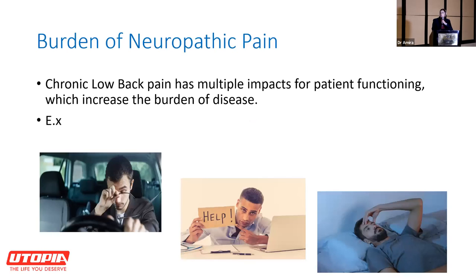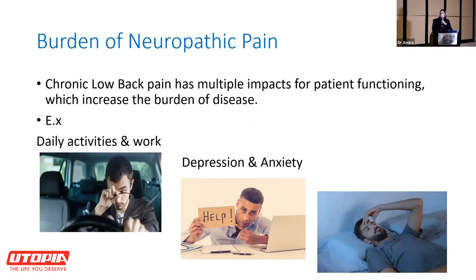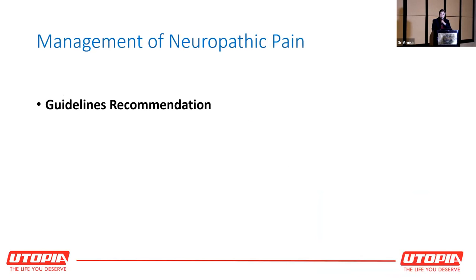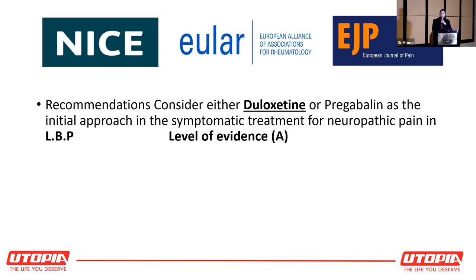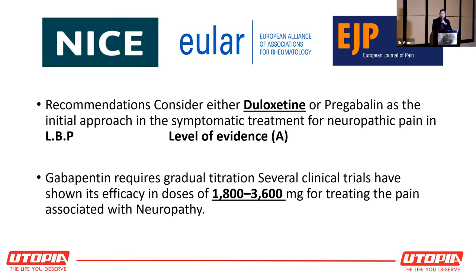طبعا ال burden of neuropathic pain بيأثر على ال working ability with daily activity, بيعمل depression and anxiety, بيأثر على ال ability to sleep. لما هاجي هعمل management لل neuropathic pain محتاجة دواء يكون واخد FDA approval, واخد Health Canada approval وال EMA approval و guidelines recommendation. ال guidelines زي NICE وال EULAR وال European Journal of Pain مدي recommendation للدلوكسبرين as first line treatment level of evidence A، بعكس الجابابنتين اللي هو بيحتاج gradual titration with dose من 1800 ل 3600 associated with neuropathy.